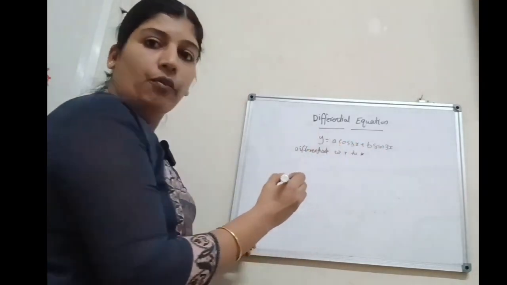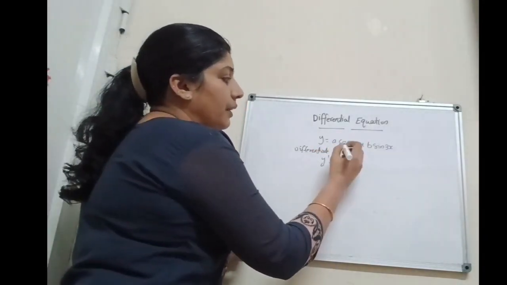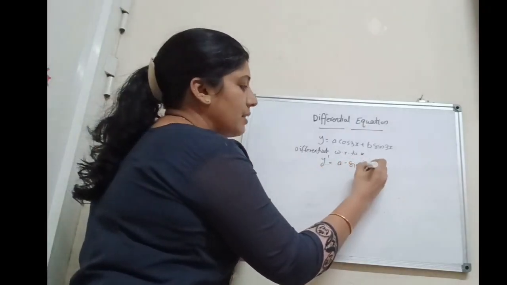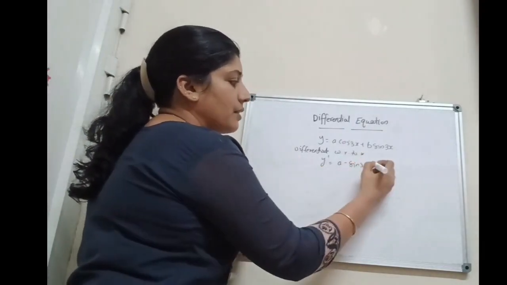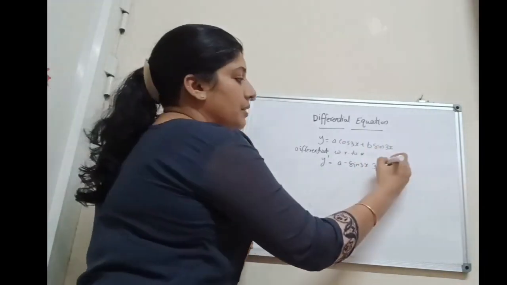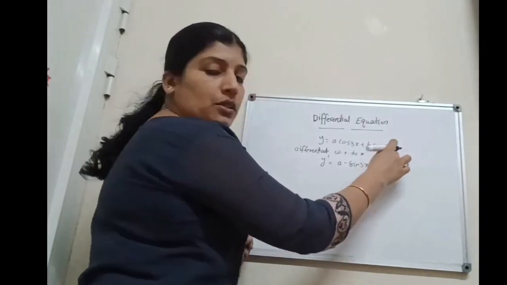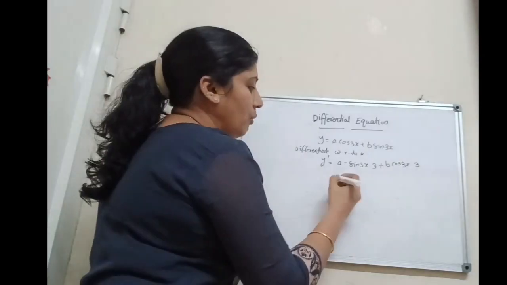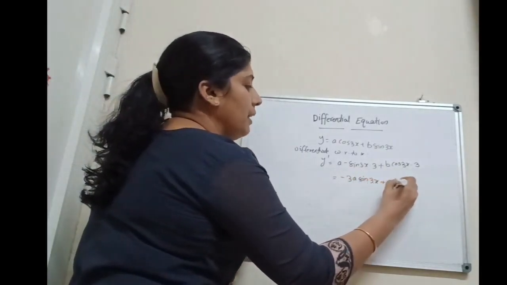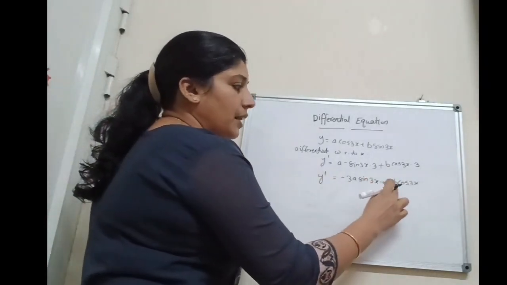Therefore, dy by dx, denoted by y dash, equal to what? First, a cos 3x. The derivative of cos 3x is minus sin 3x. Therefore, a into minus sin 3x. Next, we consider the derivative of 3x, which is 3. Plus, next, b sin 3x. That is b into the derivative of sin 3x, which is cos 3x, into d by dx of 3x, that is 3. It is equal to minus 3a sin 3x plus 3b cos 3x. Y dash equal to minus 3a sin 3x plus 3b cos 3x.